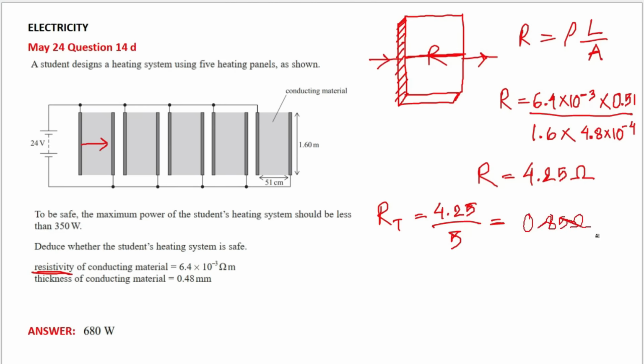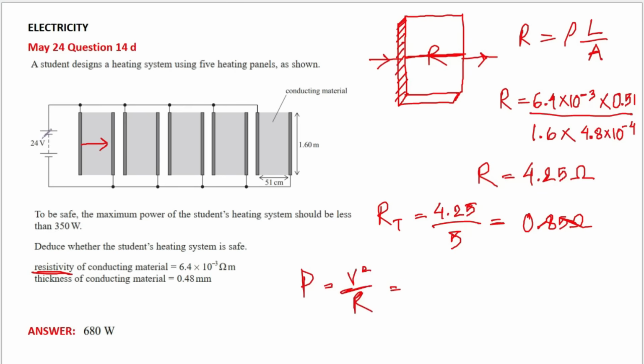0.85 ohm. Sorry about that. Now, you have the total resistance, you have the total potential difference. Now I have to find out the power, right? So what is the equation that links power and resistance and potential difference? It's power equals V squared by R.